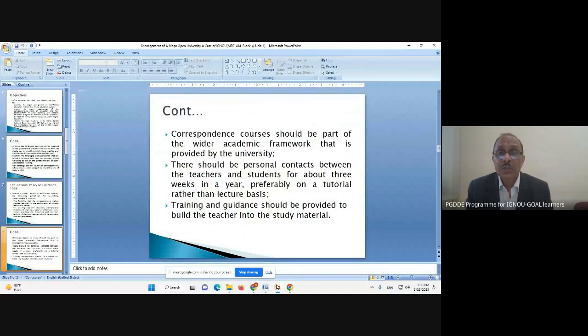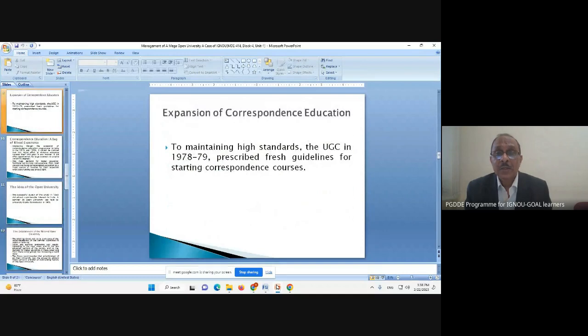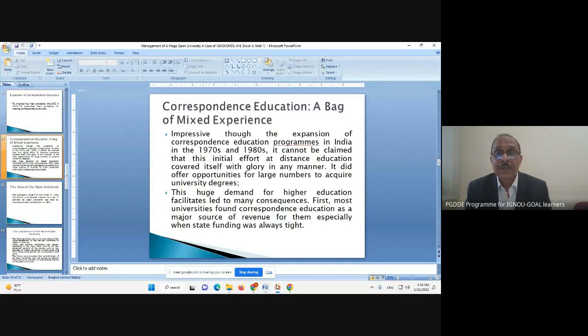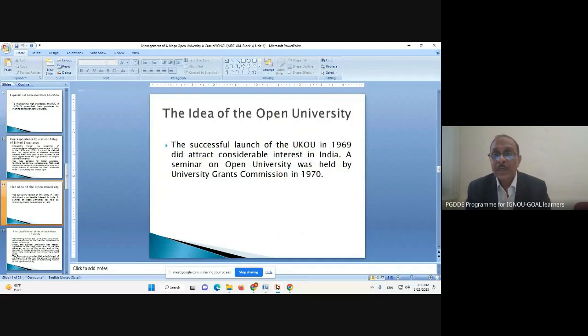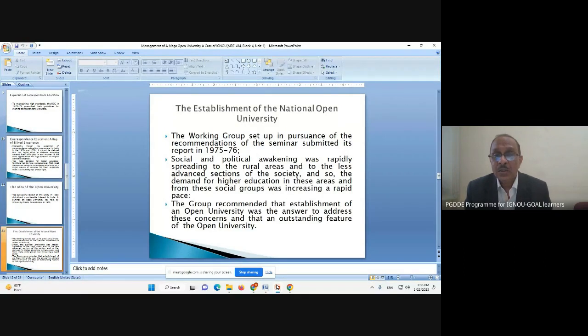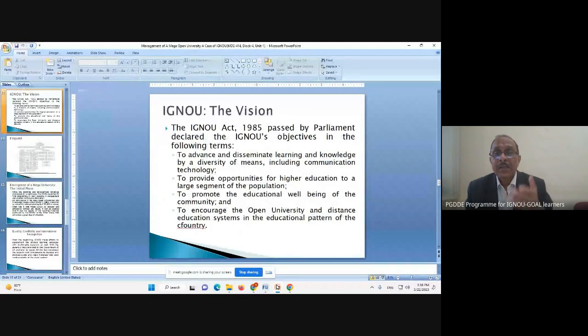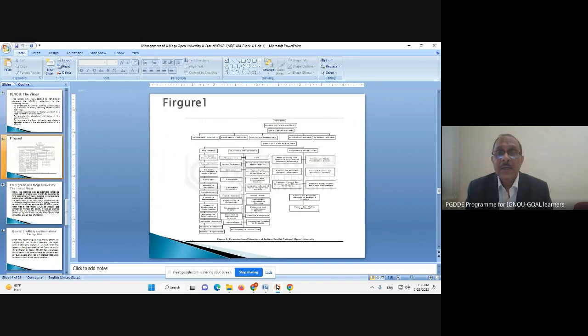So we talked about these slides. We talked about the expansion of correspondence education, and the mixed experiences of the correspondence institutions, and how the idea of establishing an open university, IGNOU, came into the picture in the 70s and 80s. Finally, the university and the Ministry of Education established IGNOU in the year 1985 with clear-cut objectives. Those are the objectives which I have highlighted.